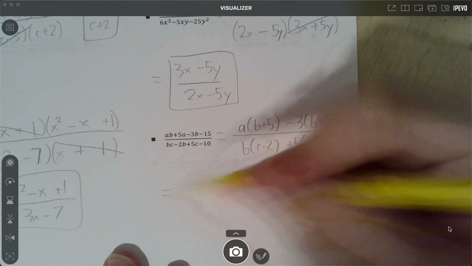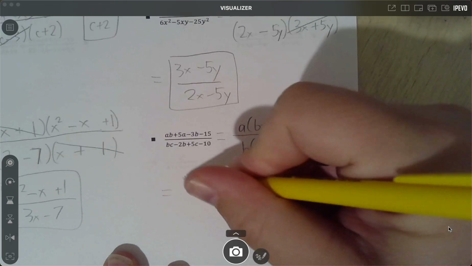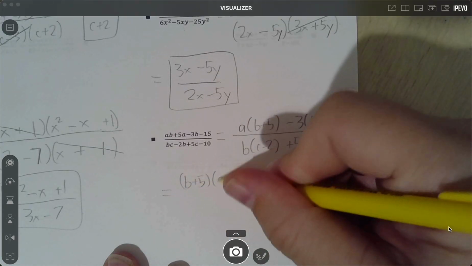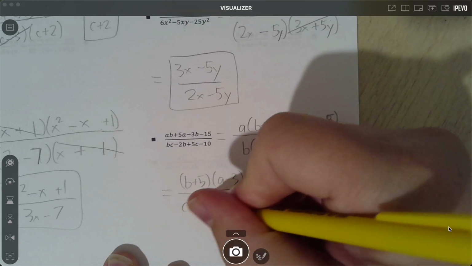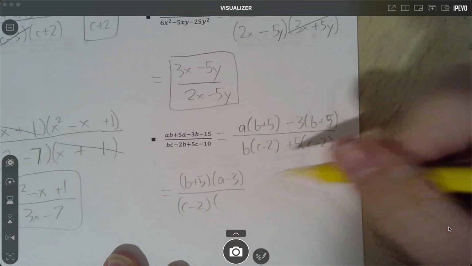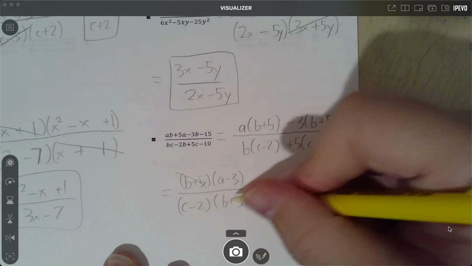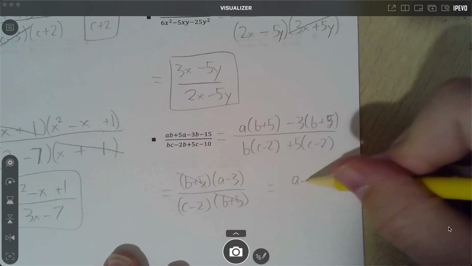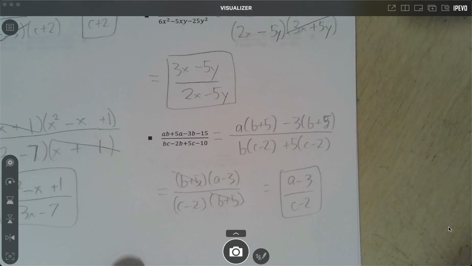Alright. Up next, what do I collectively have? Well, I have a b plus 5 in common on top, leaving an a and a minus 3. On the bottom, in common, I have a c minus 2. And so I'm left over with the b plus 5. And so once again, the b plus 5s cancel. We have a minus 3 over c minus 2, and we are done. All right, one page down.